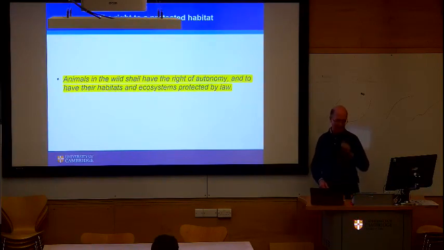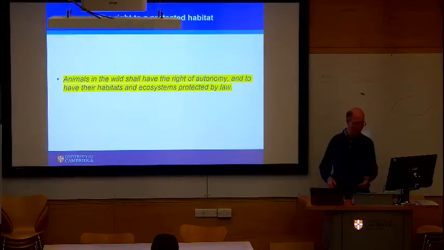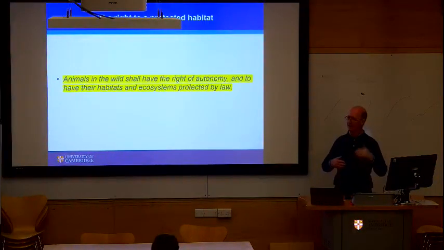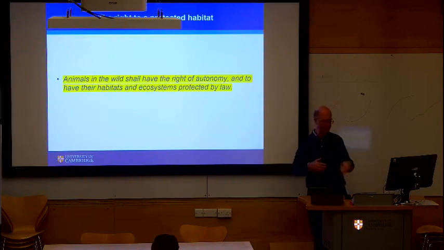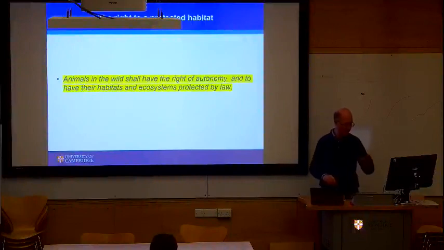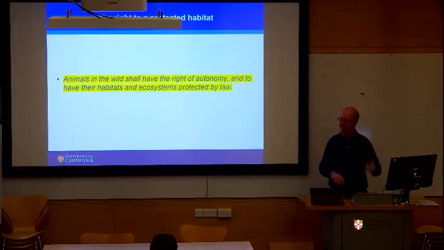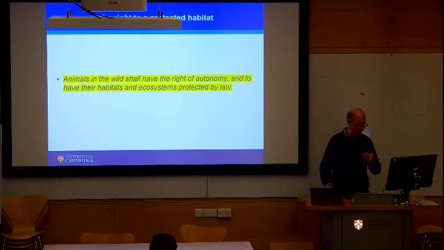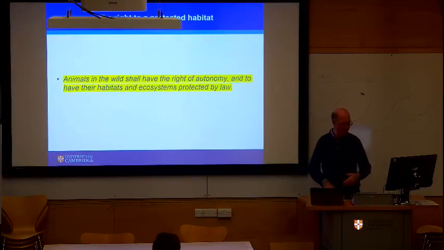So I use this phrase: wild animals have the right of autonomy and to have their habitats and ecosystems protected by law. Unlike some of the other ones I introduced, this is very much a sort of starter and would have to be explored, not only what the right of autonomy is, you'd probably have to add to it by not being caught, not being interfered with, not being captured, not being killed, and then what protected by law would mean.